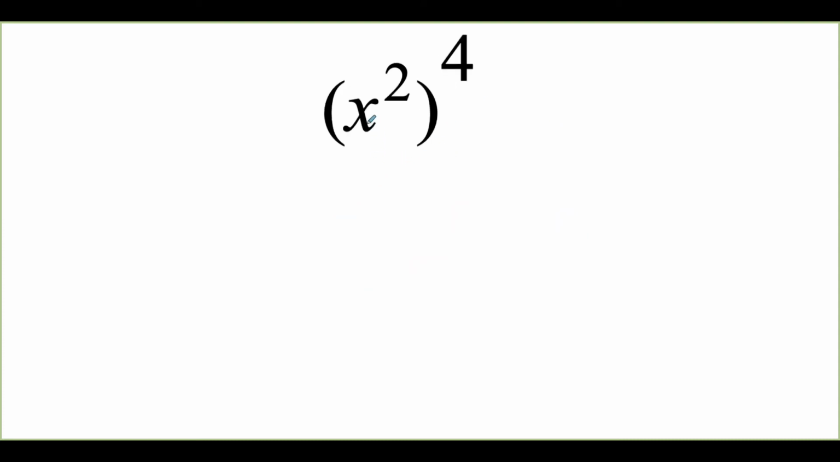Looking at this next one, we've got x squared being raised to the 4th power. So our rule says that we want to leave the base the same. So in this case, our base is x. We want to multiply these exponents together. So we would get x to the 8th power.